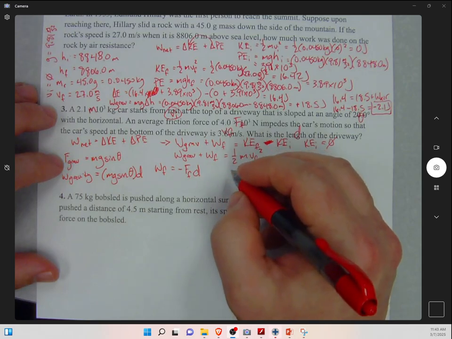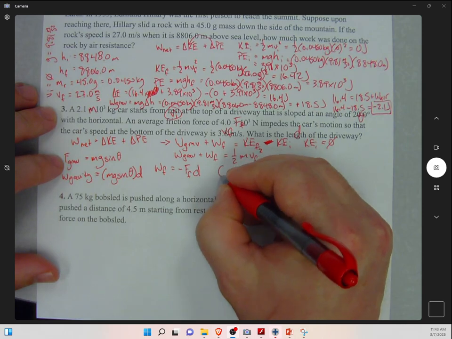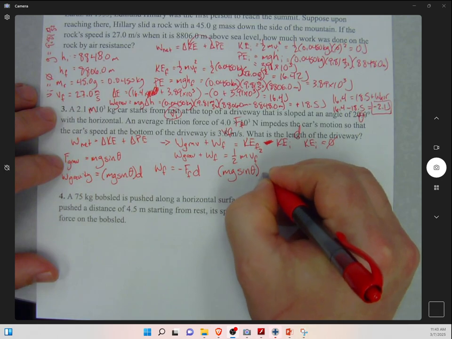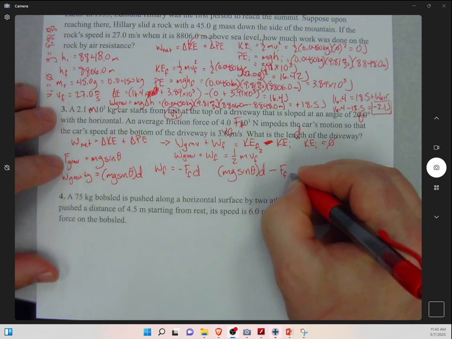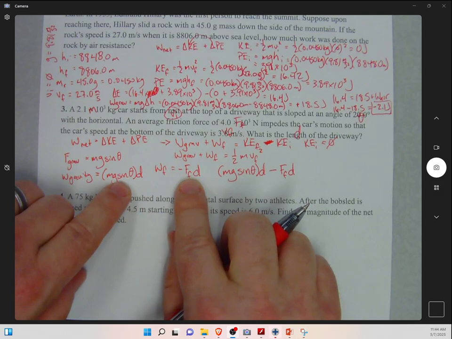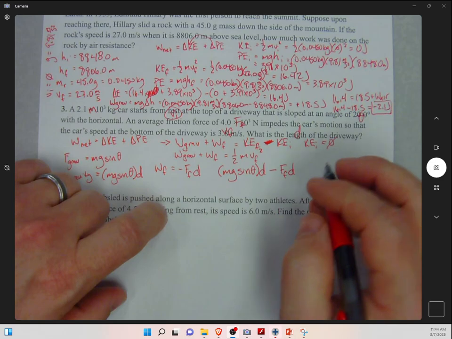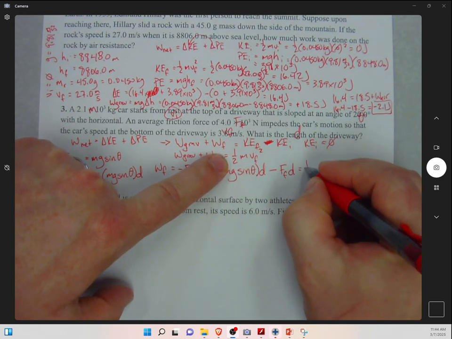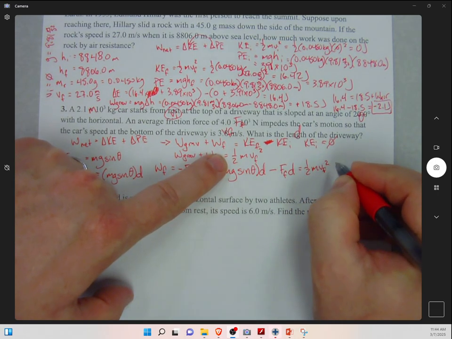So, let me show my work. So, I'll just do it right here. mg D sine theta D minus friction force times D. And again, all I did was substitute in these two terms, right? That's right there, and this is right there. The equation is equal to 1/2 mv final squared.